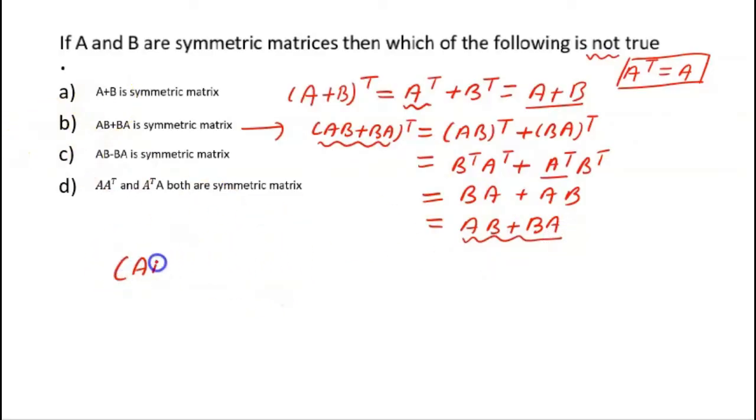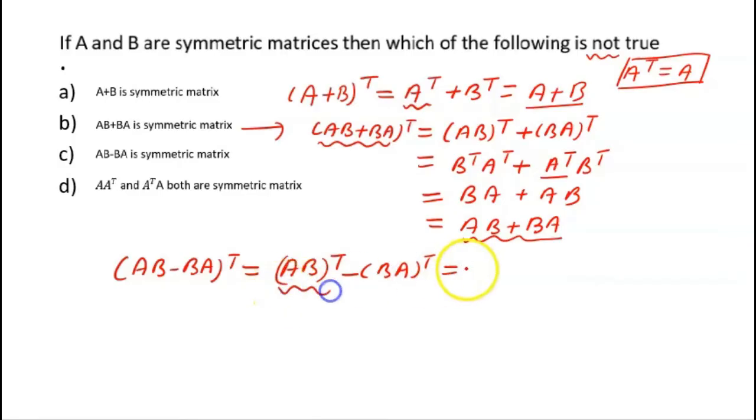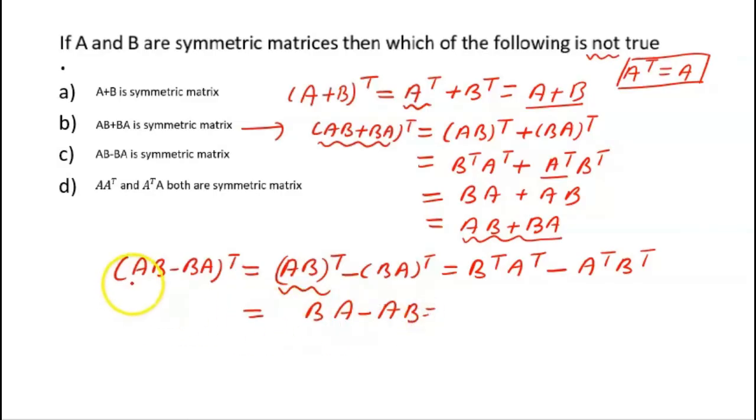What about this one, the transpose of AB minus BA? So if I have to use the property of transpose, I will write the transpose of AB and minus the transpose of BA, and this is nothing but using the property of transpose, it is B transpose into A transpose, and here I will write minus A transpose into B transpose. So B transpose is B, A transpose is A, minus A transpose is A, B transpose is B. So here it is the transpose of AB minus BA. If you look at this, I have to take minus common to write it as AB minus BA.